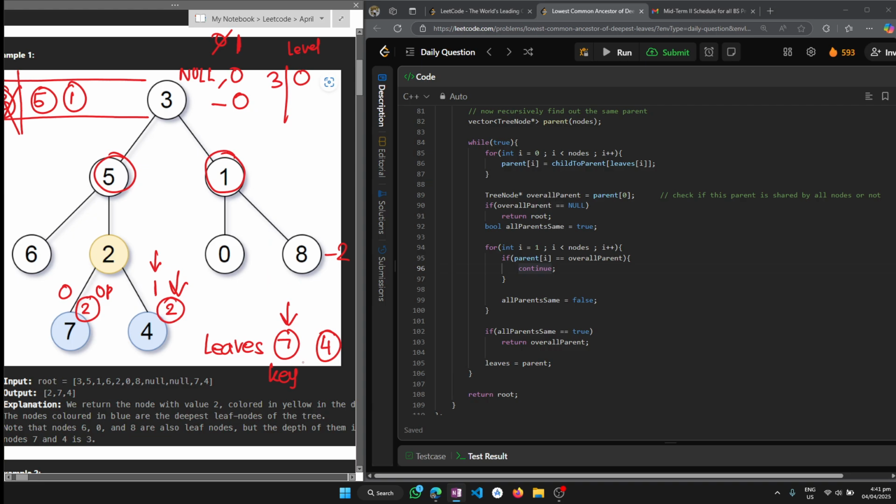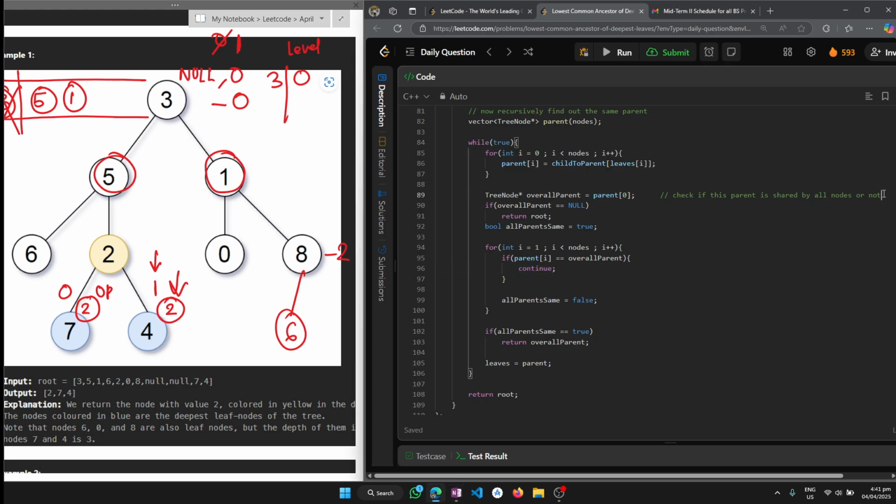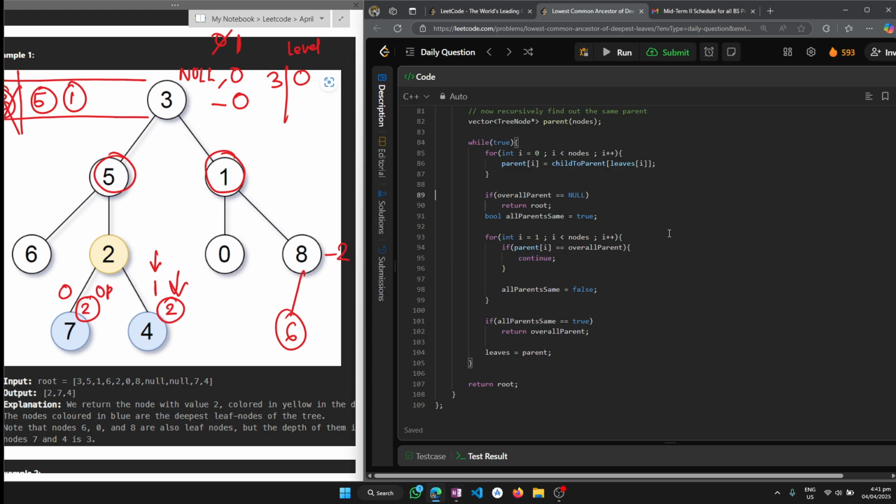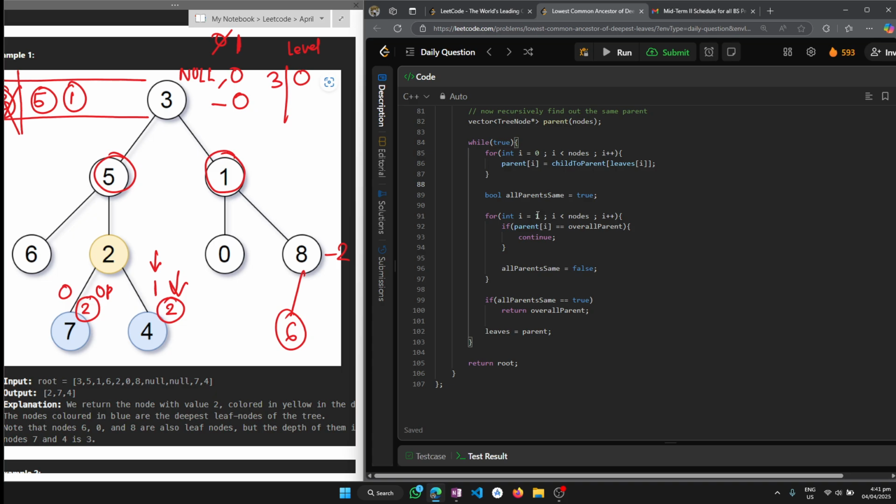But what if I had 3 leaves? What if I had this leaf as well? Then the scenario would have been a lot different. Let's change this scenario a bit, let's make it even simpler. Let's remove these two conditions, and let's say that we do something like this: equal parent of I minus 1. And similarly, if all the parents are same, then you can just return parent of 0, since all of them are the same.